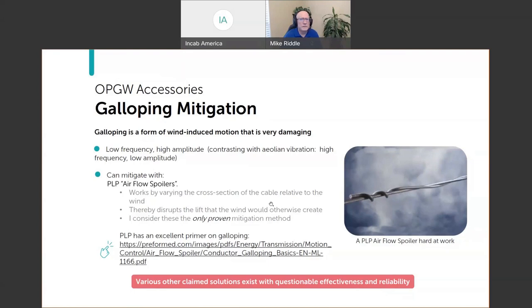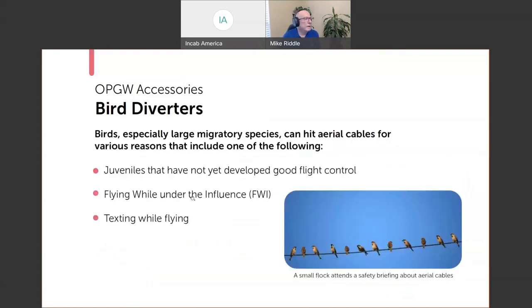You can mitigate this with preformed line products airfoil spoilers, which look like this. What it does is vary the cross section that the wind sees as it's blowing across the cable. As a consequence, it's disrupting the lift that the wind would otherwise create. As I say here, I consider this the only proven mitigation method. There are other claimed solutions out there. I doubt their effectiveness and their reliability. Again, PLP has a good primer on this that you can find at this link.